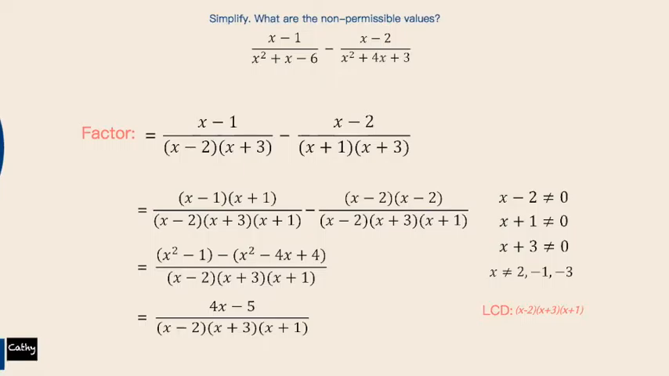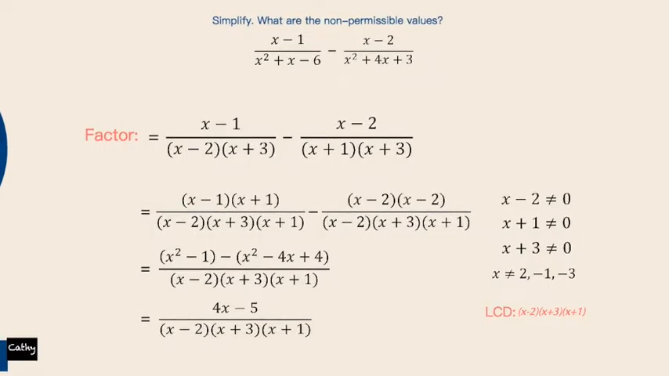After figuring out the LCD, we can make up x squared minus 1 minus x squared minus 4x minus 4, divided by the LCD. Simplifying it, we get 4x minus 5 over x minus 2 times x plus 3 times x plus 1.